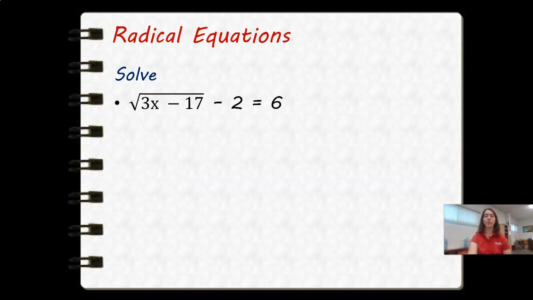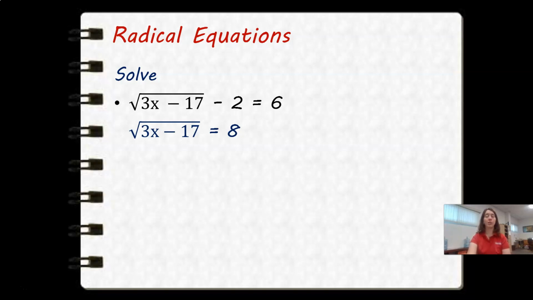So I have the square root of 3x minus 17, minus 2, is equal to 6. Step number 1 says to isolate the radical symbol. This time there is a number on the outside of the radical symbol, so I need to remove that first. To remove the minus 2, I'm going to add 2 to both sides of our equation. So now I have the square root of 3x minus 17 is equal to 8. Notice I did not put the 17 and the 2 together because the 17 is inside of the radical symbol and the 2 is not. They're not similar terms that I can combine.